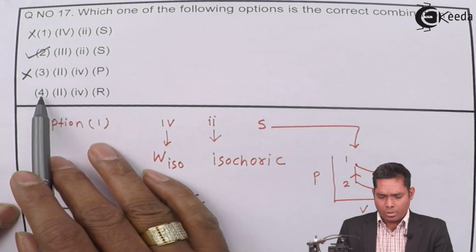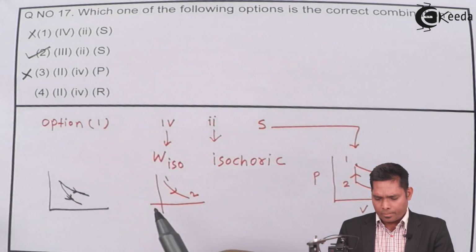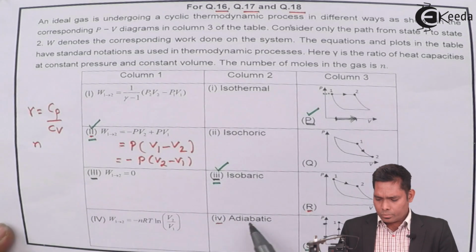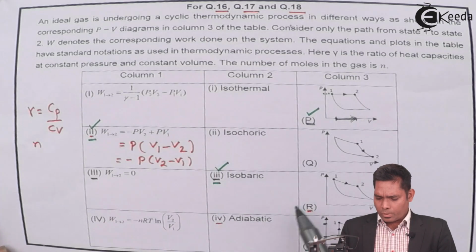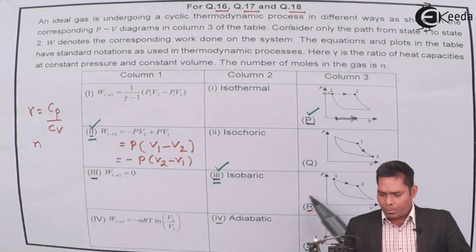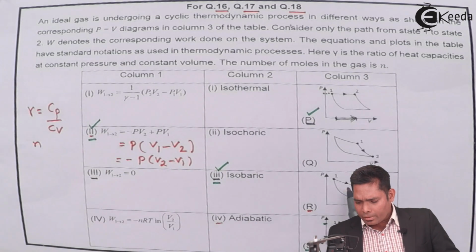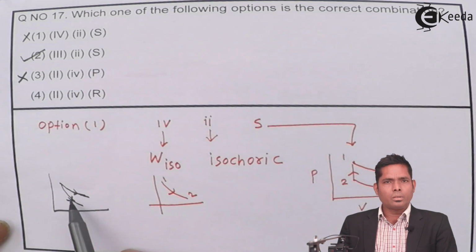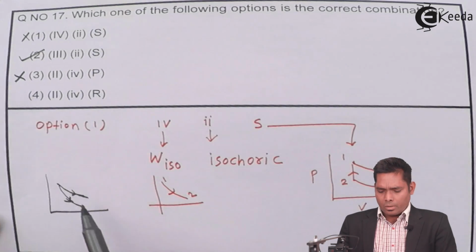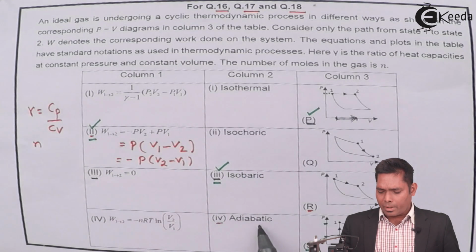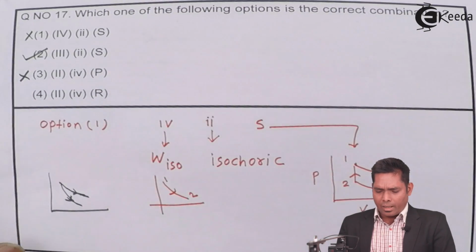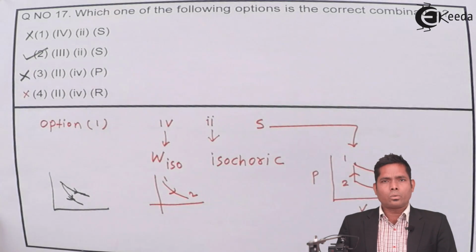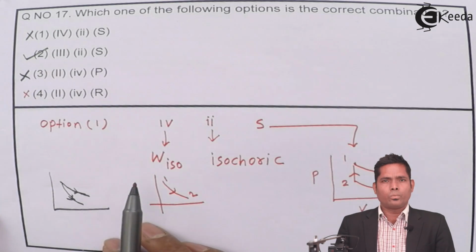Let us move to option number 4, which is 2, 4 and R. If you see 2, 4 and R, this process is not adiabatic, because this is looking like an isothermal process. As we have discussed, this is isothermal and this is adiabatic, so this option is not right. We have checked that, and therefore this option is not right. The only right option for question number 17 is option number 2. Okay, thank you.